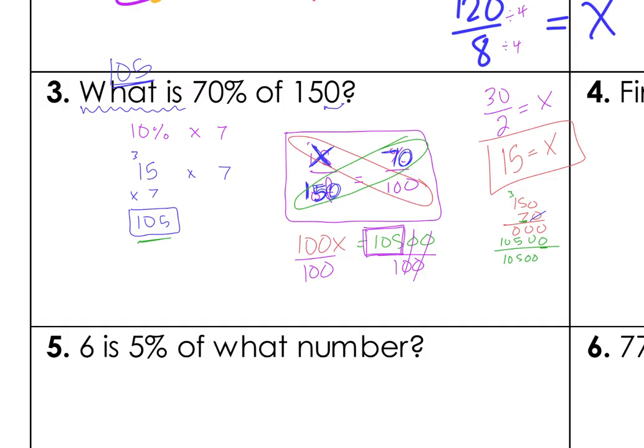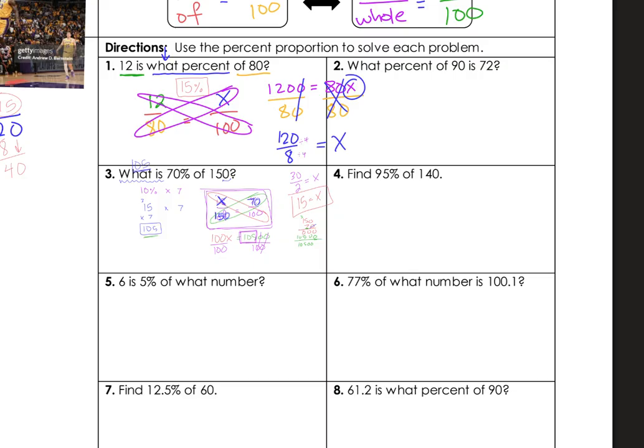So what was the trickiest part of this? Maybe it was setting it up. Maybe that's what you're thinking. Maybe it was actually just multiplying it. Maybe it was dividing. I don't know. But you have this approach or you have this approach. Okay? Let's do a couple more.